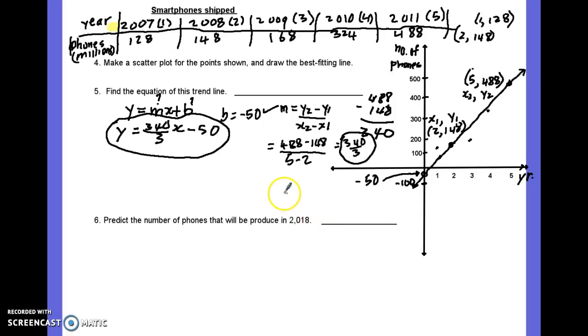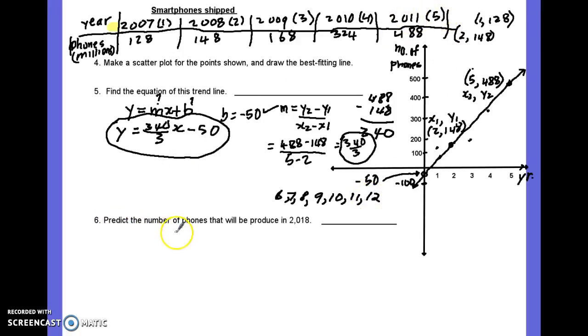So 2011, 2012 would be 6, 2013 would be 7, 2014 would be 8, 2015 would be year 9, 2016 would be year 10, 2017 would be year 11, 2018 would be year 12. Again, this would be 12, 13, 14, 15, 16, 17, 18, because year 5 is 2011.